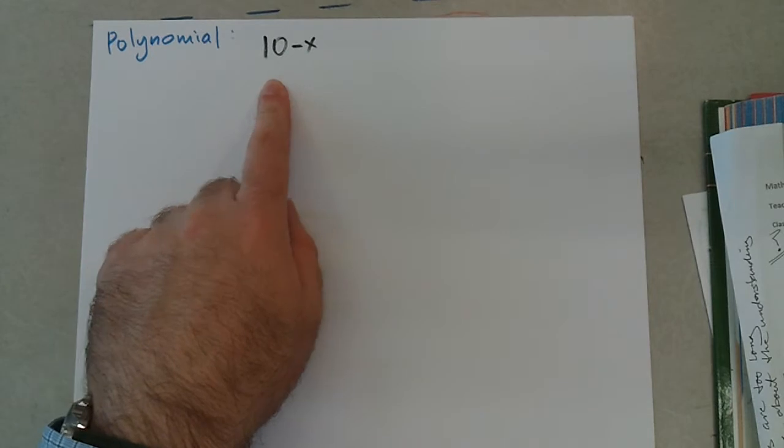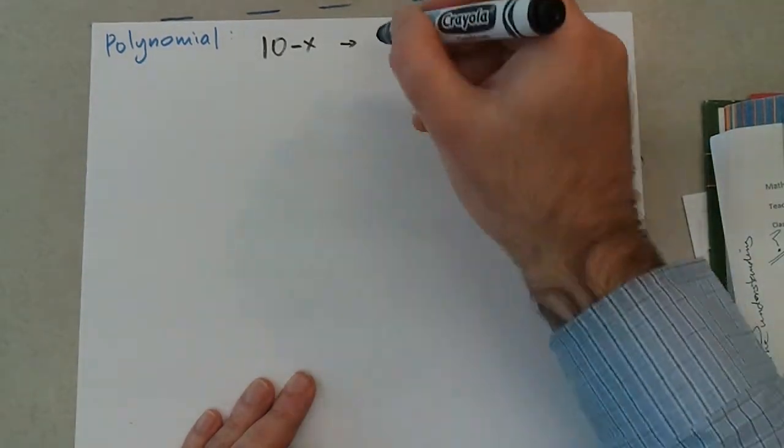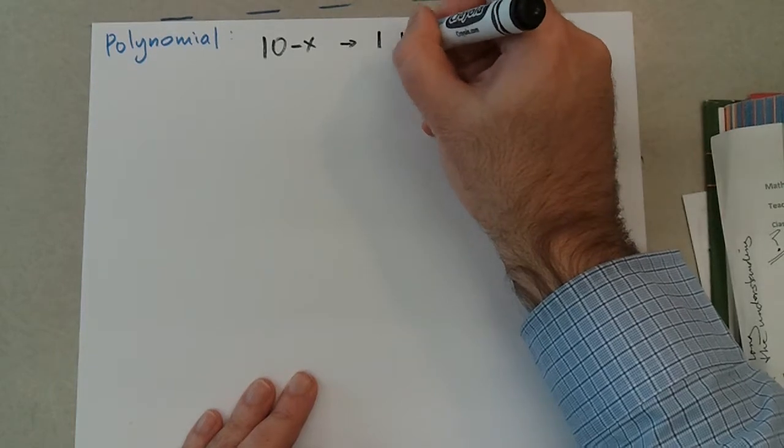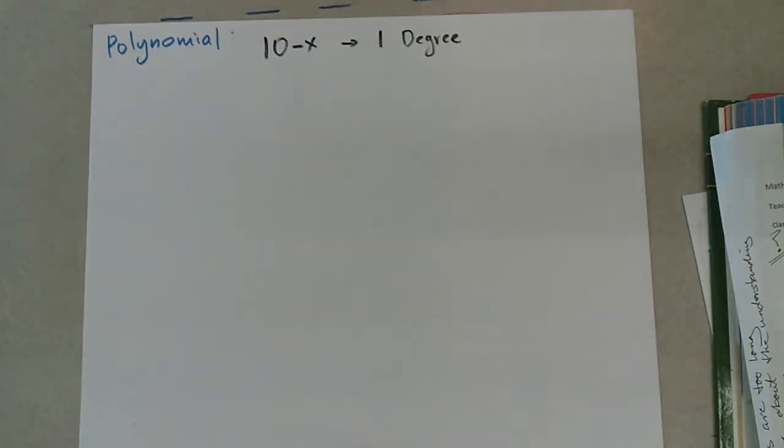You have one monomial, another monomial. We have a difference between the two of them. So this is a polynomial now. And you can rank polynomials in degrees as well. I can say that this is a 1st degree polynomial.